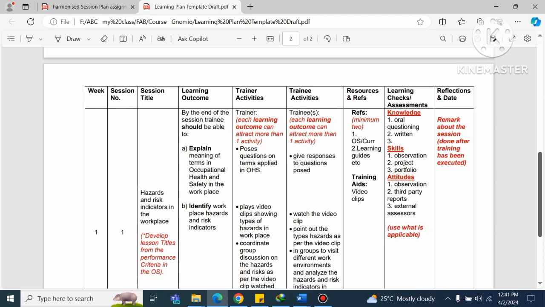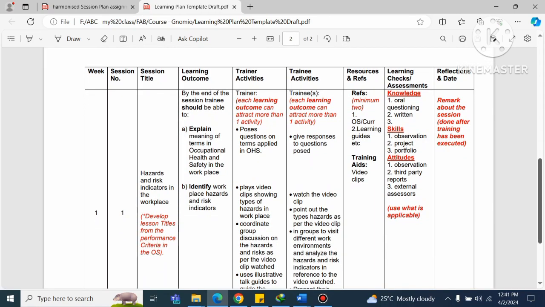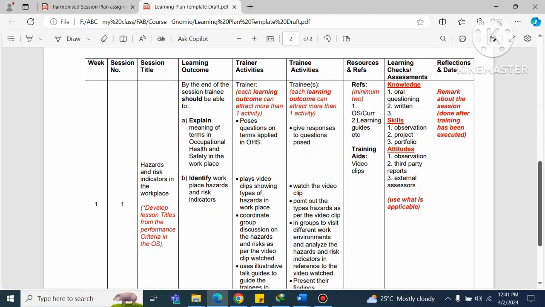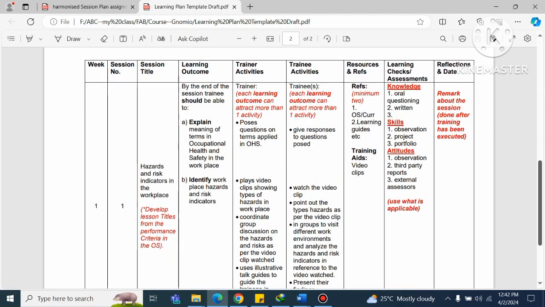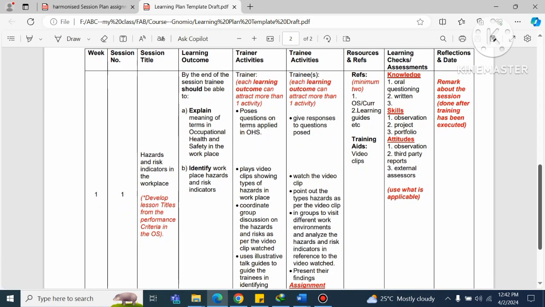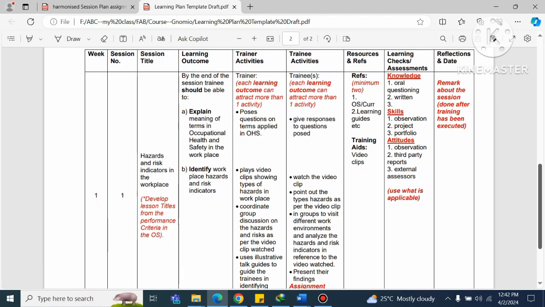In this example, week 1 is session 1, the first session, and the session title is hazard and risk indicators in the workplace. We are guided to develop lesson titles from the performance criteria in the OS. Learning outcomes: by the end of the session, trainees will be able to explain. You just outline or state the learning outcomes.